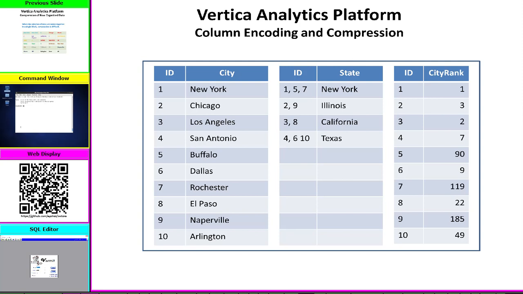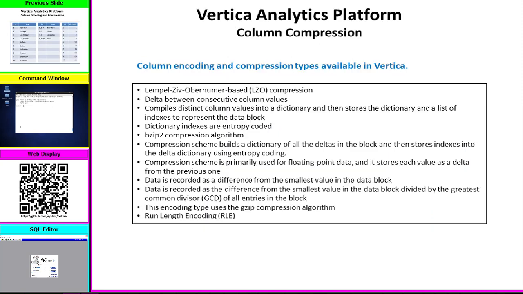Compression under Vertica is done on a column basis. And what's really cool is that every column can utilize a different compression scheme. In fact, Vertica supports quite a number of different compression and encoding schemes. That way we can use the best method based upon the characteristics of our data in that column. So here's a sample of all the types of compression that are supported by Vertica.